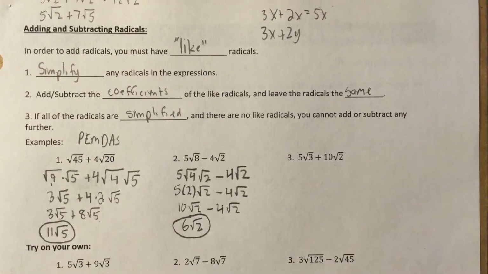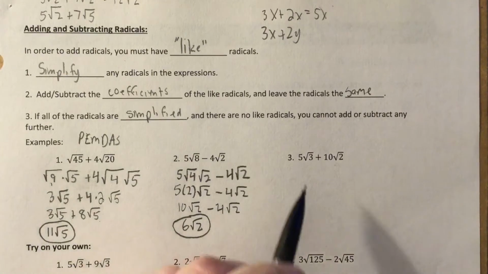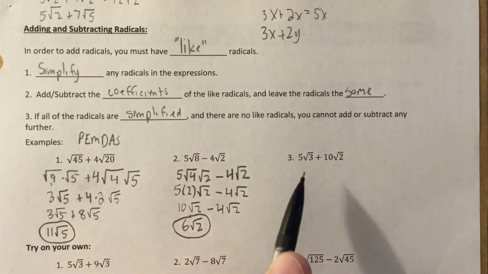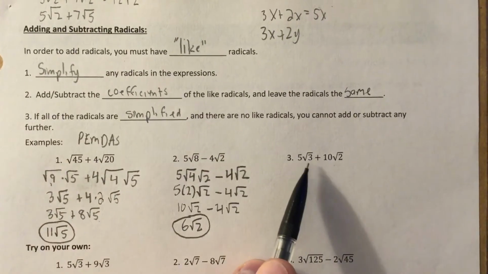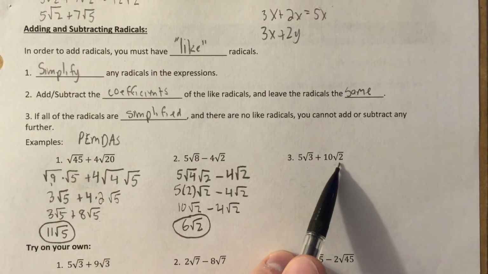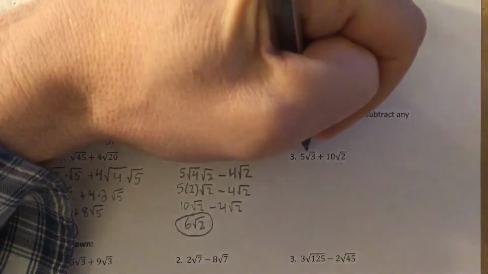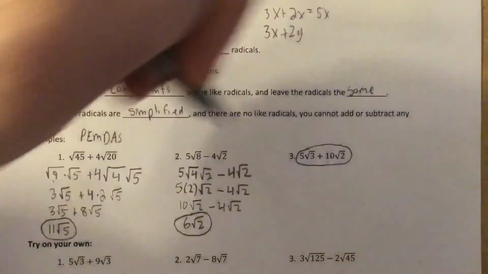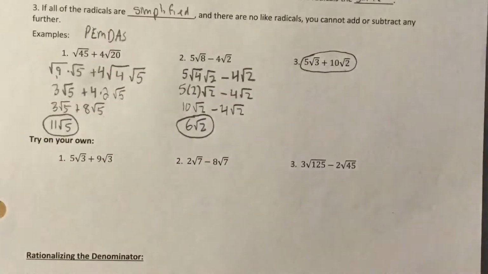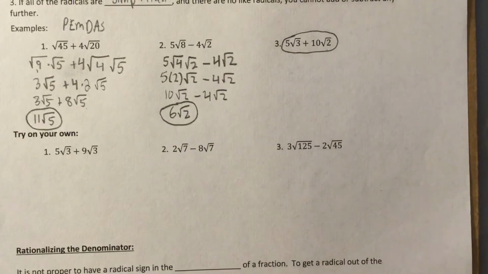As I look at number 3, I have 5 root 3 plus 10 root 2. Well, first thing it says is to simplify the radical. No perfect square goes into 3, no perfect square goes into 2. And so therefore, they're not like radicals. I can't do anything with these. So that's my most simplified answer. All right, as you try numbers 1, 2, and 3, go ahead and try them.